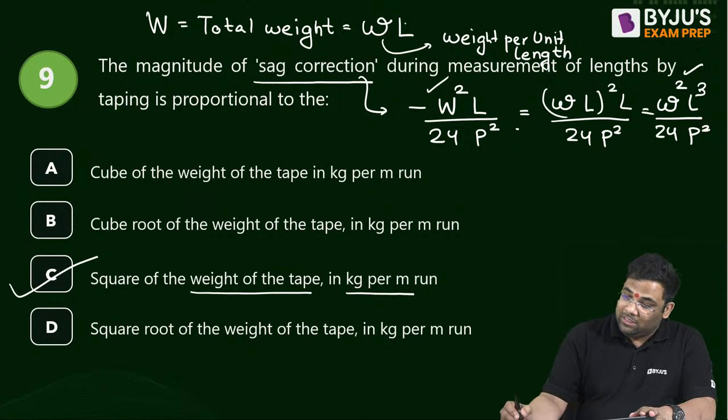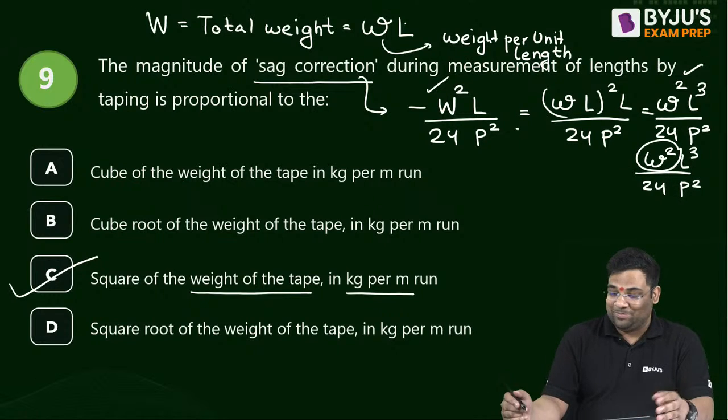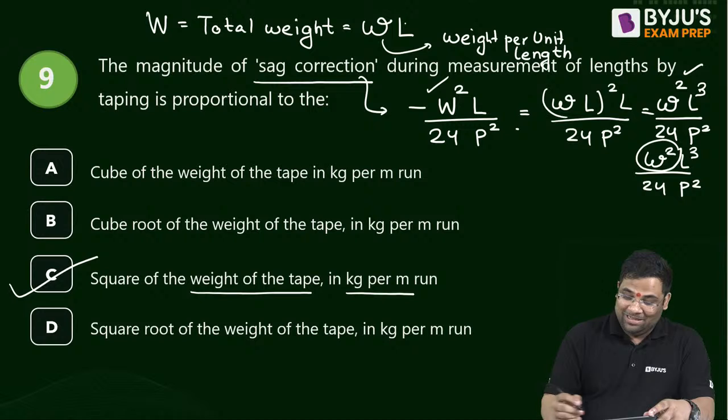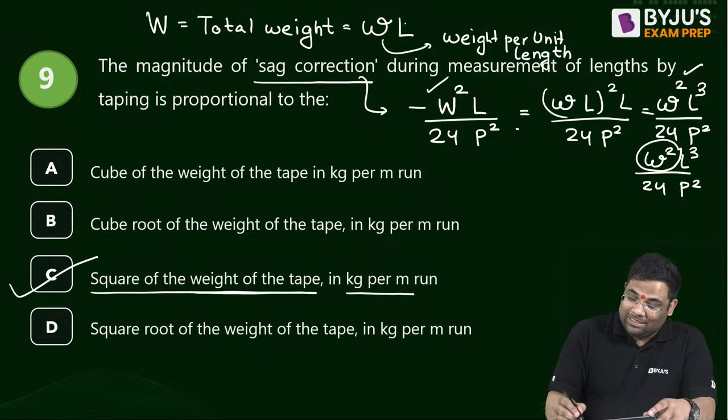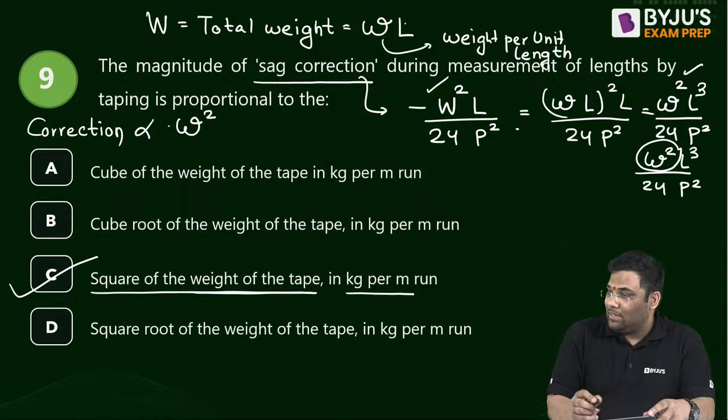Yes, it is w square L cube by 24 p square. So it is the square of weight. What is the problem here? W square, the square of weight of the tape. So this correction is directly proportional to W square. Understood? Clear now? Okay.